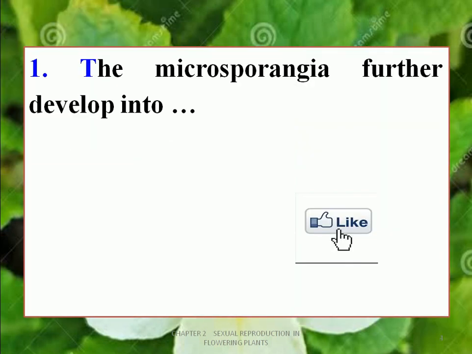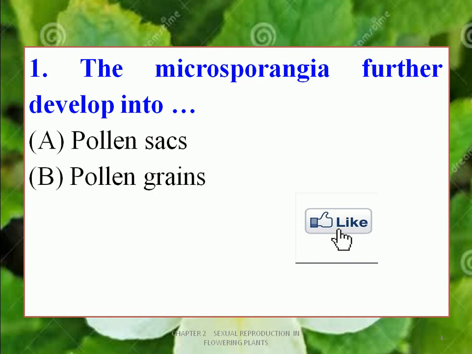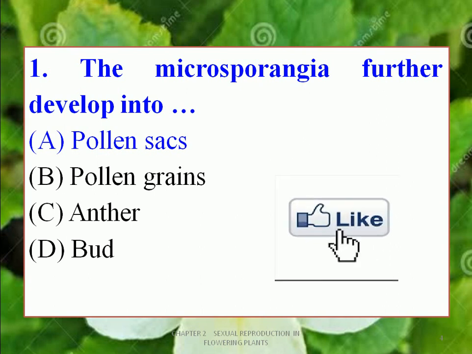The microsporangia further develop into dash. A. Pollen sacs. B. Pollen grains. C. Anther. And D. Bud. The correct option is A. Pollen sacs. Microsporangia are further developed into pollen sacs.